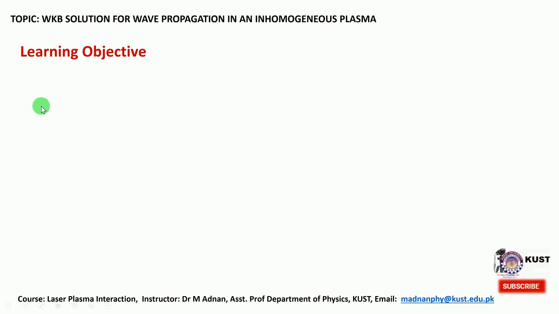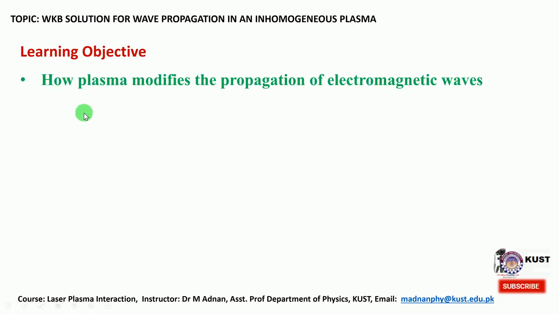First, I will give the learning objective. At the end of this lecture, the student will understand how plasma modifies the propagation of electromagnetic waves. If you remember, in the last lecture we discussed the wave equation for the electromagnetic wave inside a plasma, and we considered the homogeneous plasma situation. So once there is a density gradient, that is, we have inhomogeneous plasma, the behavior of the electromagnetic wave propagation changes, and we will see the various aspects of the laser, or the electromagnetic wave, propagation inside a plasma which is inhomogeneous.